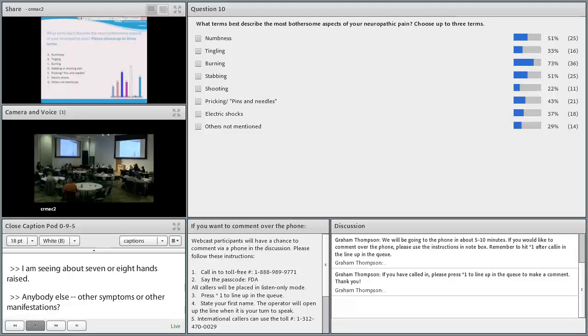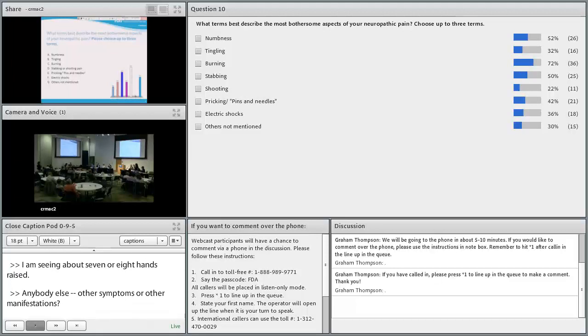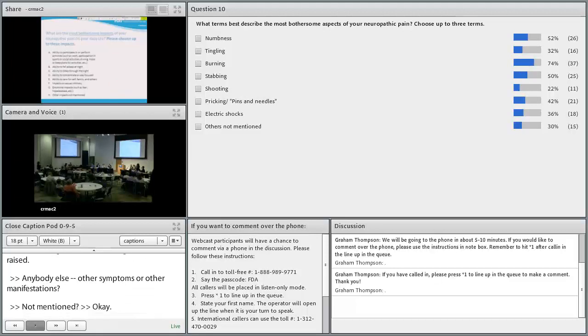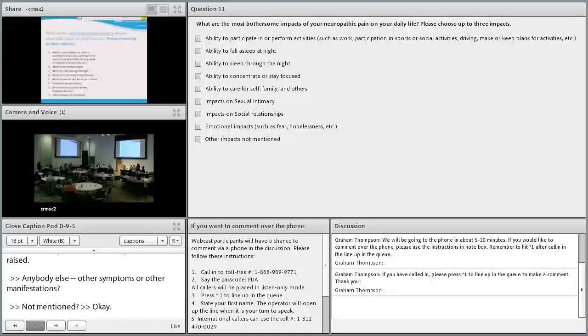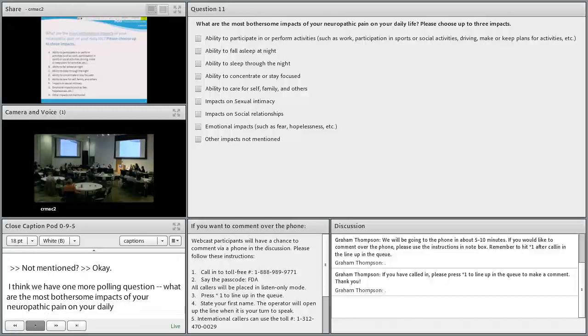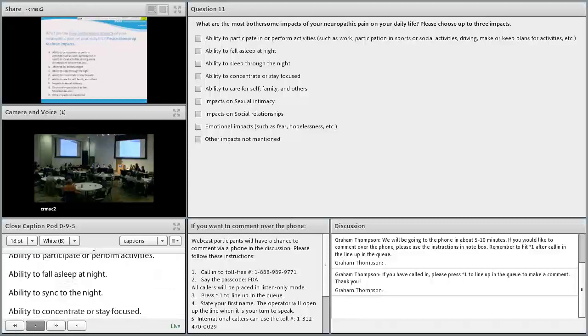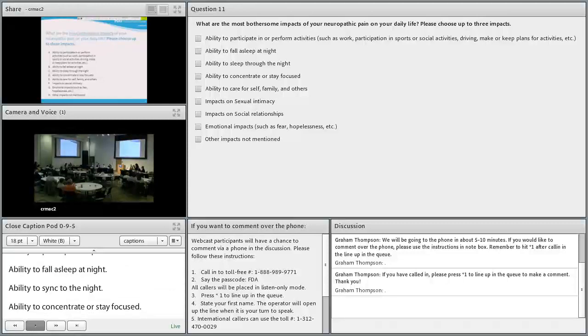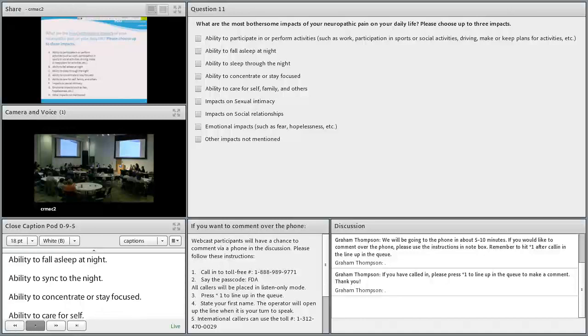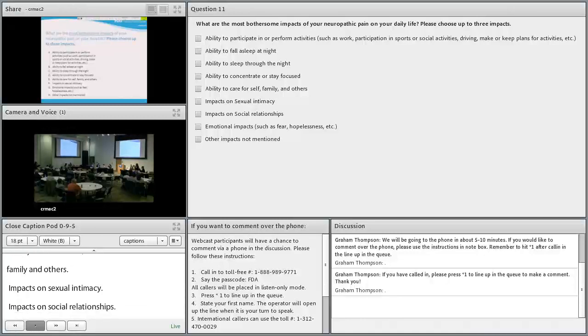Okay. I think we have one more polling question. What are the most bothersome impacts of your neuropathic pain on your daily life? A, ability to participate or perform activities. B, ability to fall asleep at night. C, ability to sleep through the night. D, ability to concentrate or stay focused. E, ability to care for self, family, or others. F, impacts on sexual intimacy. G, emotional impacts, such as fear or hopelessness. And H, other impacts not mentioned. And you can choose up to 3.